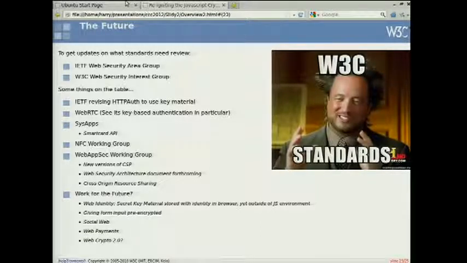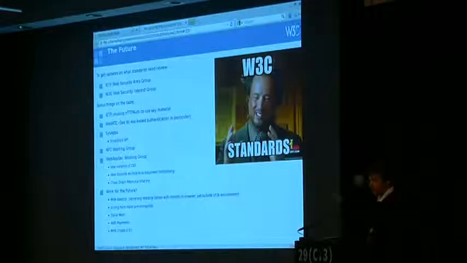Web AppSec: if you're interested in the issues around cross-site and general web application security, look at CSP, the new version 1.1, CORS, all of this stuff. In fact, they're even making a security architecture document, and there is a lot of possible work in the future.